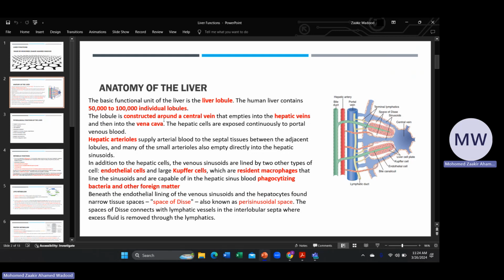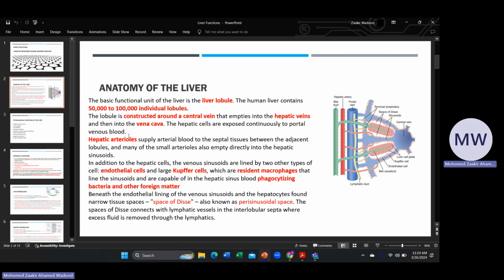Also, of the many cells that are present, two important cells that line the venous sinusoids are basically the endothelial and the Kupffer cells. Now, these are basically phagocytes, essentially meaning that they phagocytose bacteria and foreign material. Then you also have something known as the space of Disse. It's also known as the perisinusoidal space, and it actually connects to the lymphatic system in order to help it remove any excessive fluid.